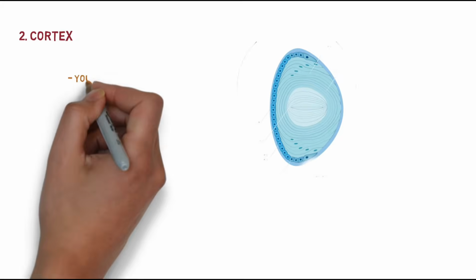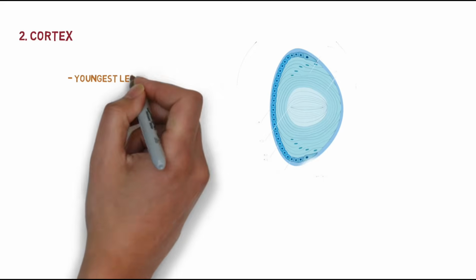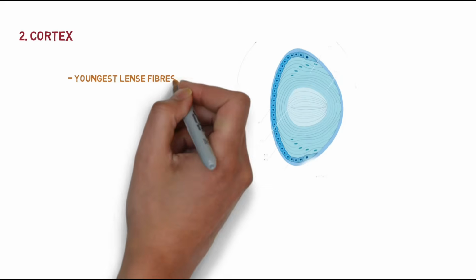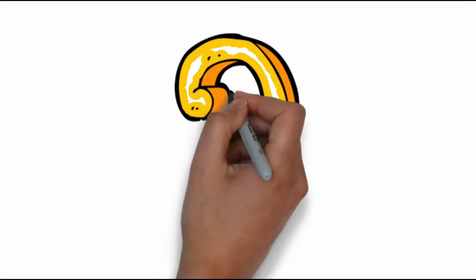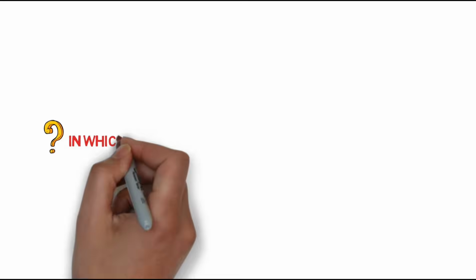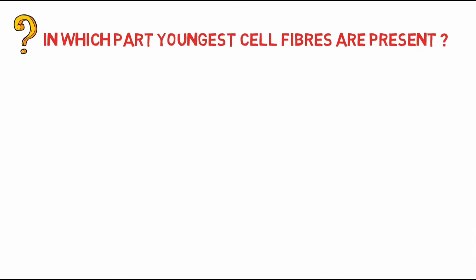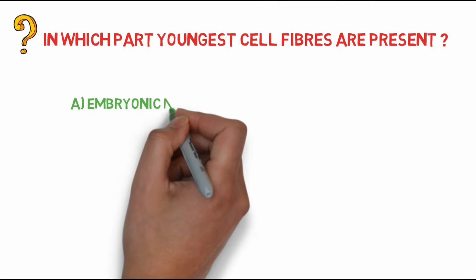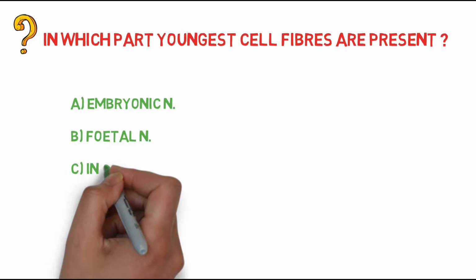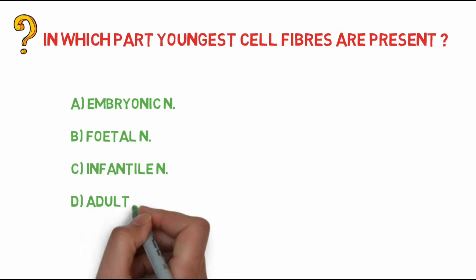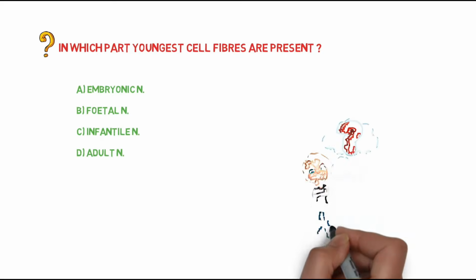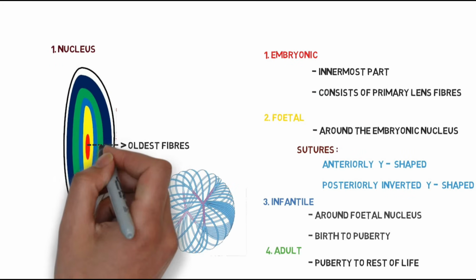The second one is cortex. The cortex is present at the peripheral part of the nucleus, and it consists of the youngest lens fibers. And here we have a simple question: in which part are the youngest fibers present? The options are embryonic, fetal, infantile, or adult nucleus. What is your guess, or what do you think?